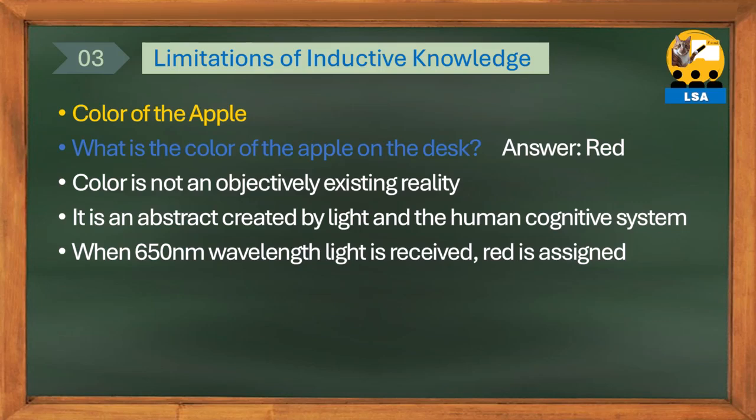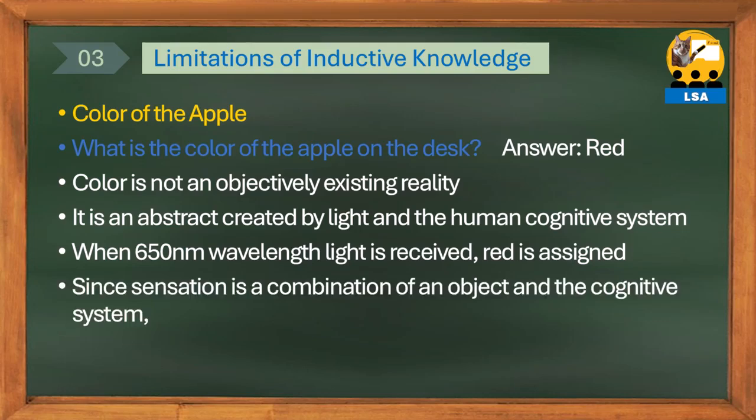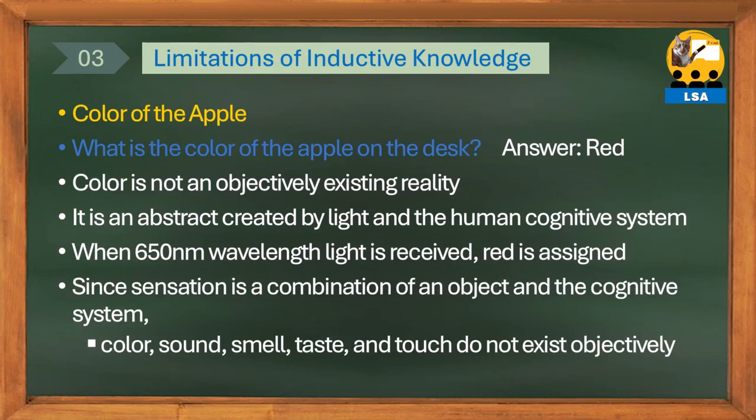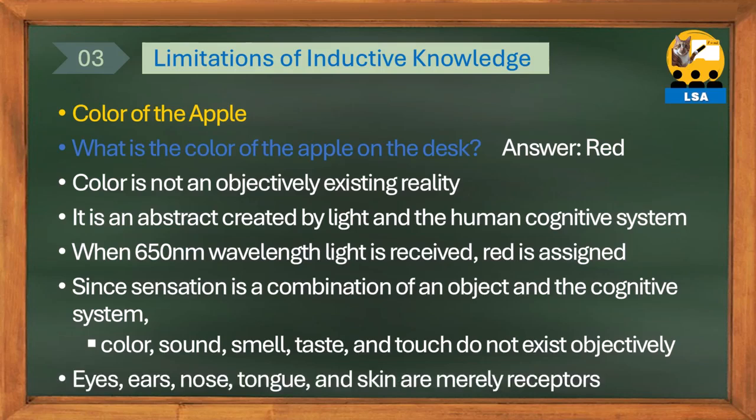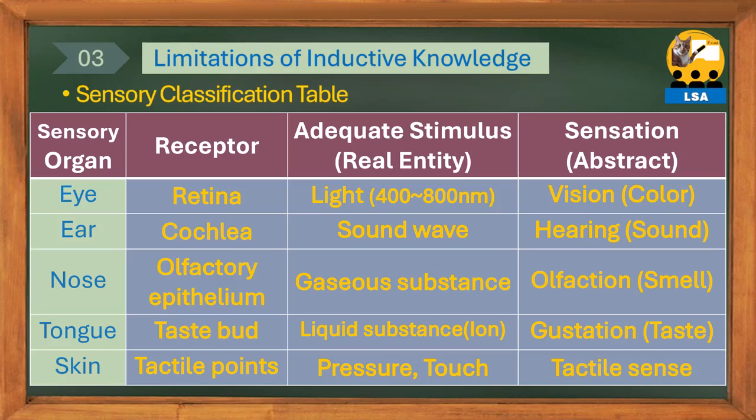Since human sensation is created by the combination of an object and the cognitive system like this, not only color but also sound, smell, taste, and touch are not objectively existing, but are abstracts created by the human cognitive system. The eyes, ears, nose, tongue, and body are receptors and do not have perceptual ability themselves. The following table is a sensory classification table from a life science textbook. Please pause the video and take time to look at the contents.